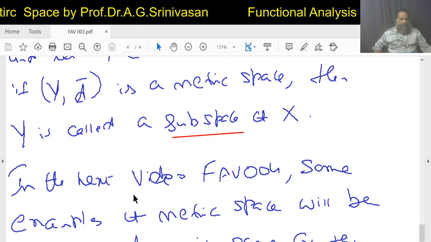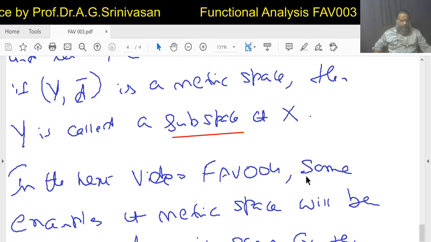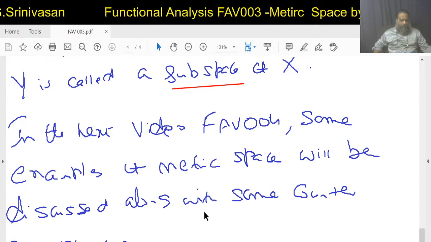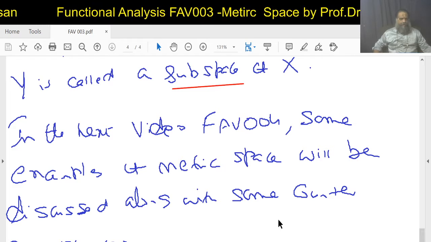In the next video, FAE V004, some examples of metric spaces will be discussed along with some counterexamples too.